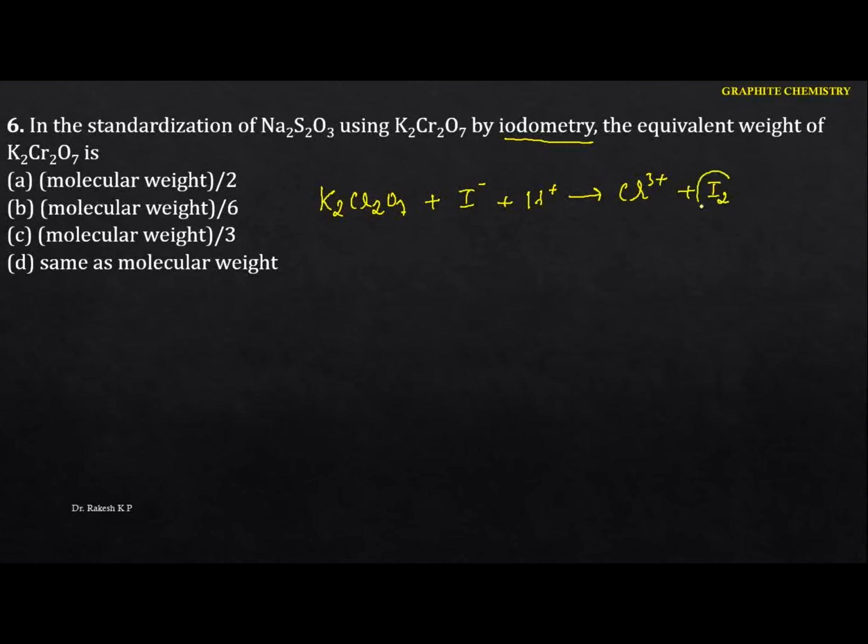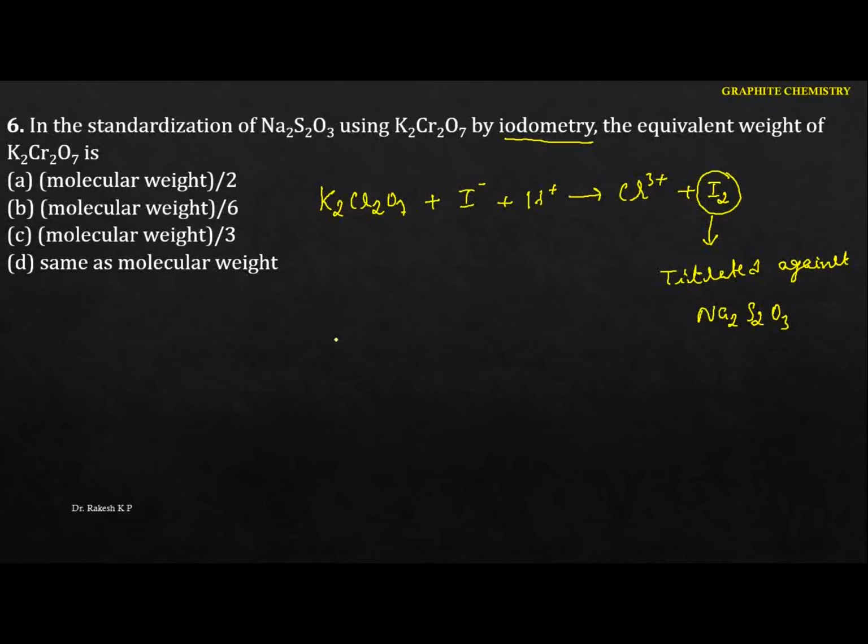So here is the liberation of the iodine, but what does iodometric mean? Potassium dichromate liberates the iodine from the iodides. Whatever iodine you get is then titrated. So the liberated iodine is titrated against sodium thiosulfate. This is the standardization that we are going to do.